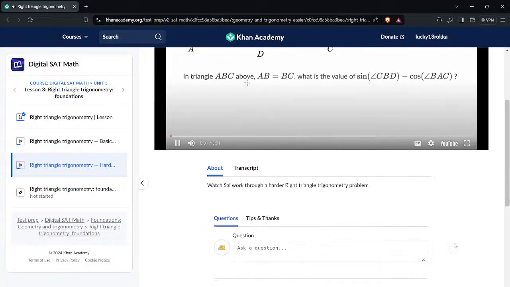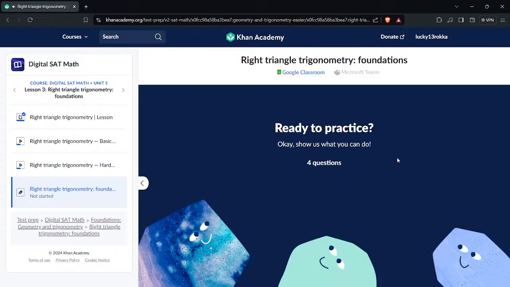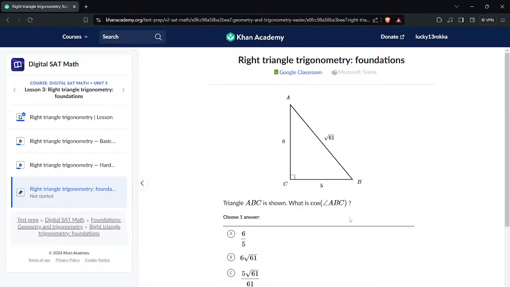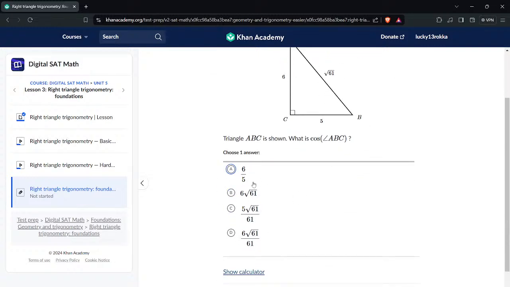And we're done. Yay, we're done. There you go. In triangle ABC above, what's the cos of angle ABC? Cos of angle ABC is 5 by root 61. This is the correct answer.